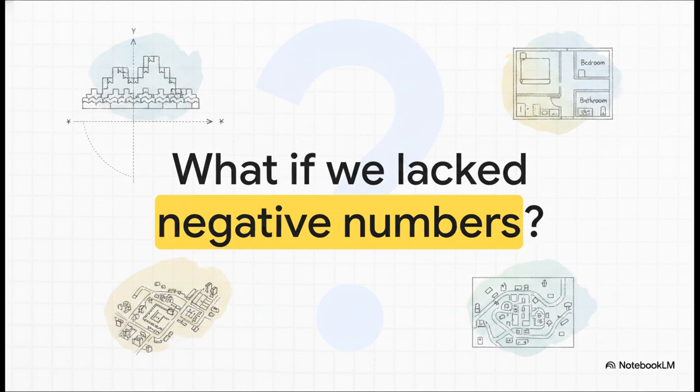Which leaves me with one final thought for you to ponder today. Imagine a world where Brahmagupta never formalized negative numbers. What would a system of coordinates even be like if we couldn't go left of the y-axis or below the x-axis? How heavily would that limit our ability to map modern cities, or code the video games we play, or even map a simple bedroom and bathroom layout for someone who really needs it?